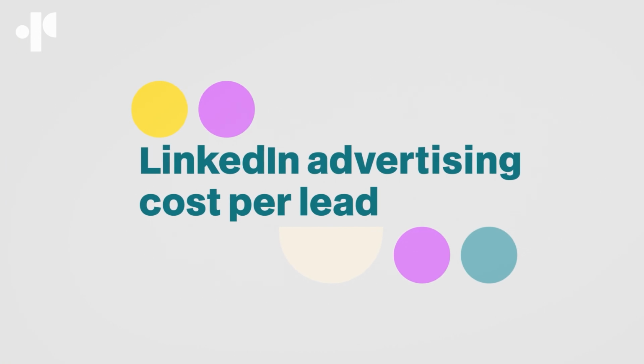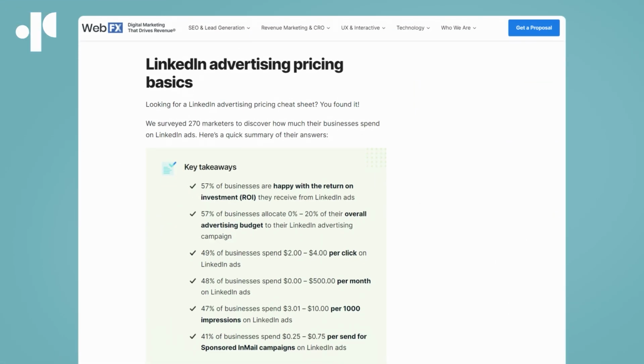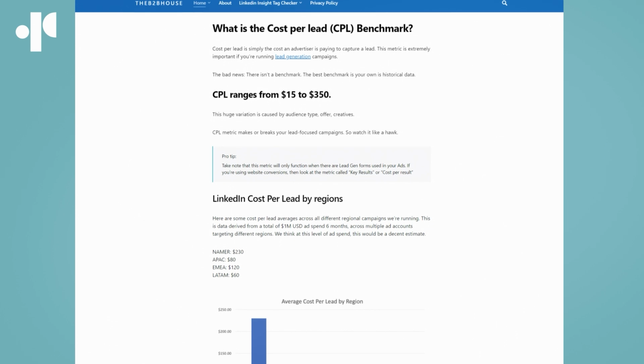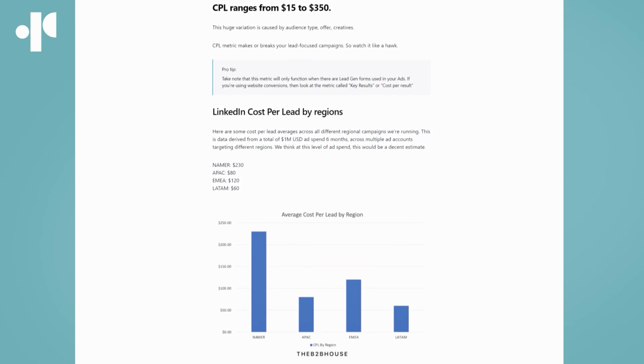All right, next, LinkedIn advertising cost per lead. We've honestly had little success with LinkedIn ads. The CPL for our most recent LinkedIn campaign was $1,000, which we deemed too high. Our experience is not universal because 57% of businesses are happy with their LinkedIn ads ROI. Data from the B2B House, a specialized LinkedIn ads agency, shows the average LinkedIn advertising cost per lead is $98.